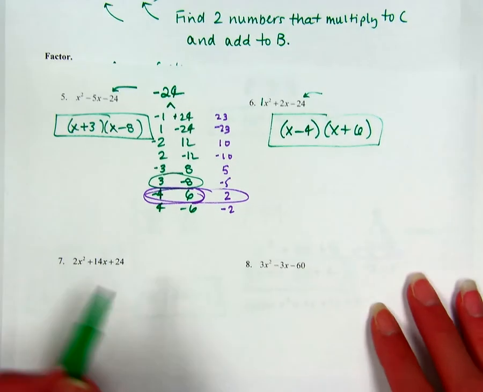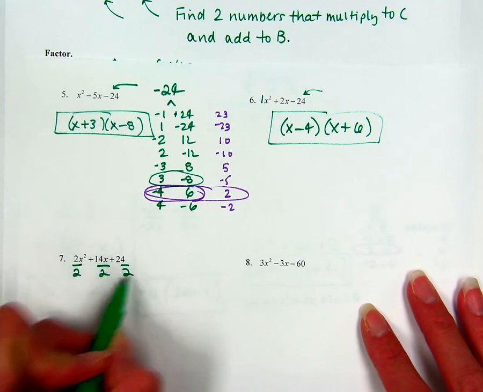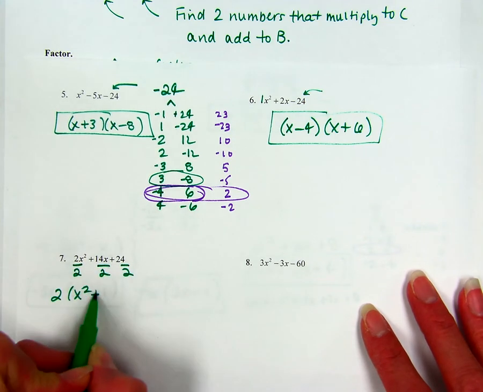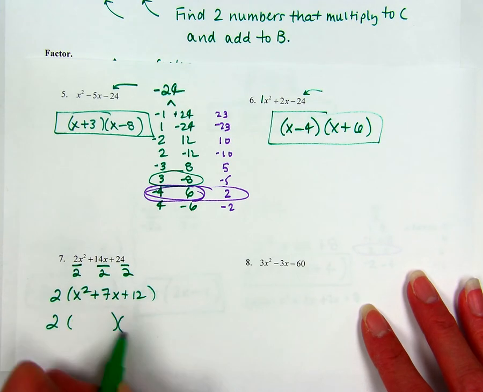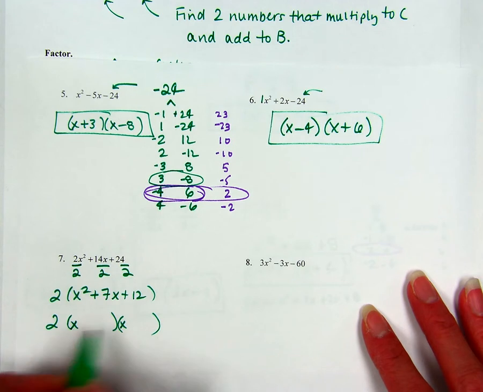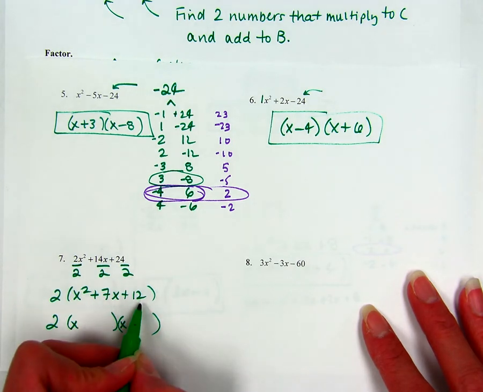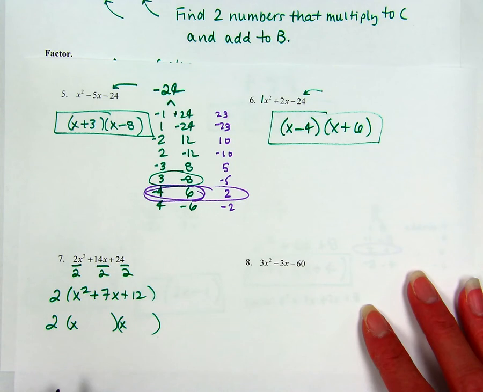All right, so remember, you're looking for a GCF. Can you divide them all by some number? Well, this divides by 2, so I'm left with x squared plus 7x plus 12. And then there's 1, 2, 3 terms, so I'm going to look for two binomials that multiply to give me this. So I have two numbers that multiply to 12 but add to 7.